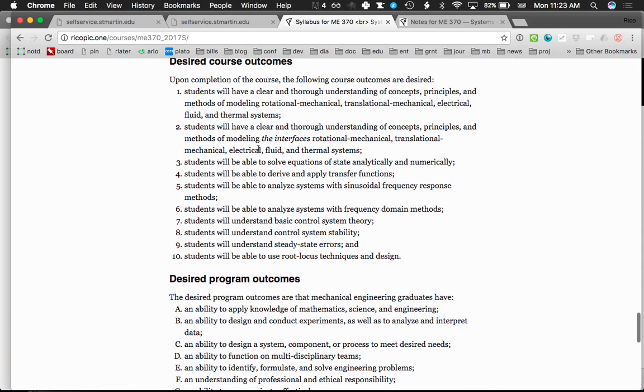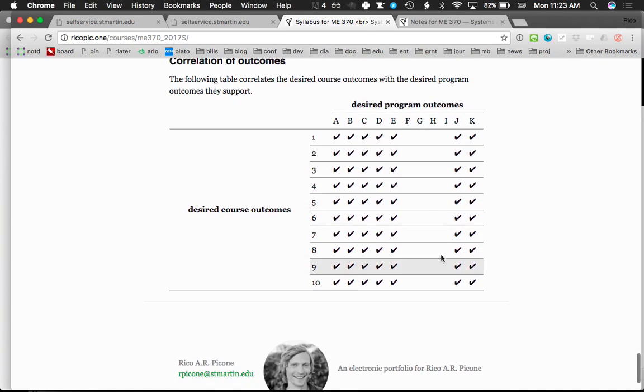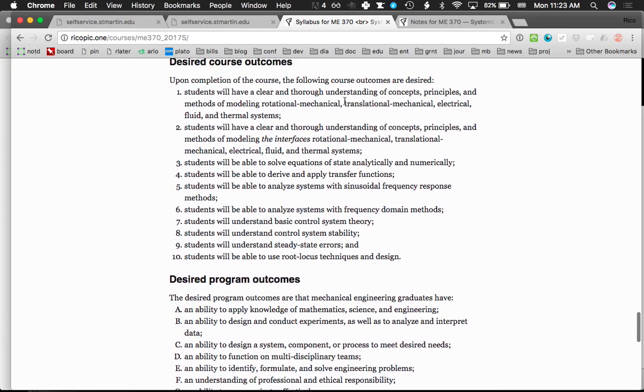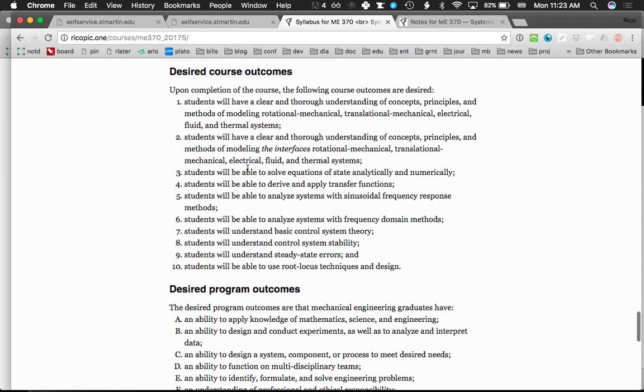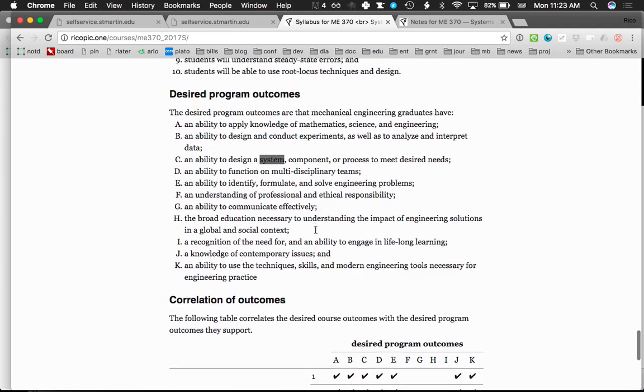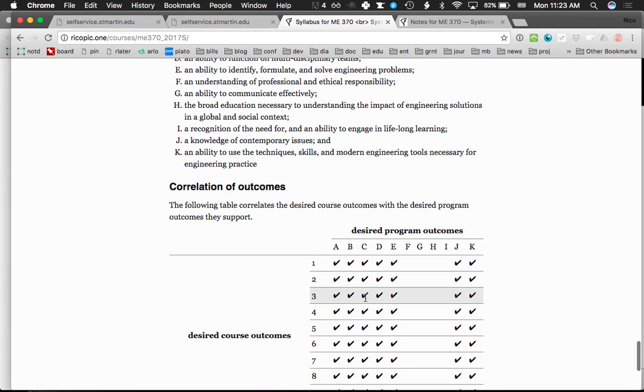And then we say, okay, here's this course. This is what we want. Like, you'd be able to solve equations of state analytically and numerically. So here we go. Whatever number that was. Let's see. 3. It was 3. And I talked about C. So 3, look at that. It helps you design systems.